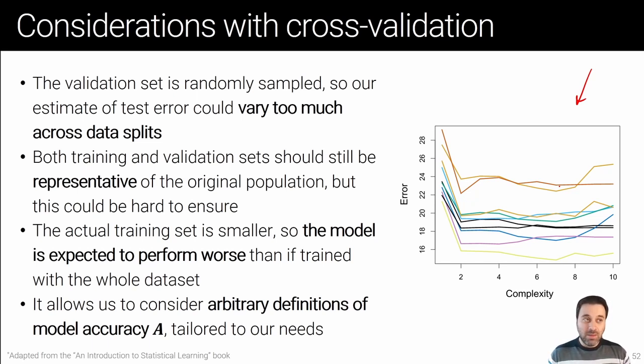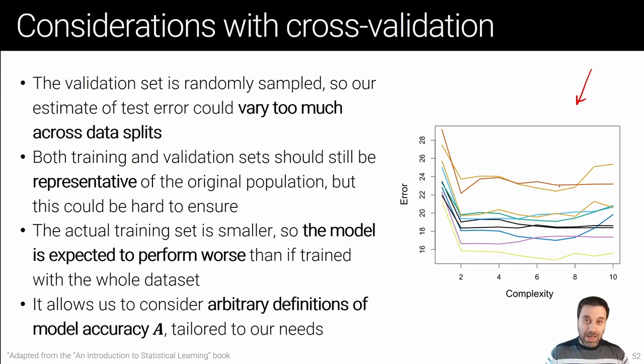And in the end, cross-validation is going to allow us to consider arbitrary definitions of the model accuracy. This is the power of it. We can use absolutely any definition of model accuracy based on new data, because that's precisely what we are emulating here. We are randomly splitting the development data into training and validation, and whatever we want to look at, whatever ad hoc measure of accuracy we want to use, we just use it based on the validation set. Whatever is best for our needs, whatever is best for our problem.